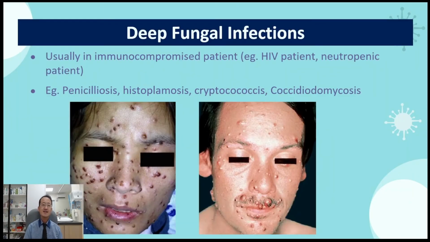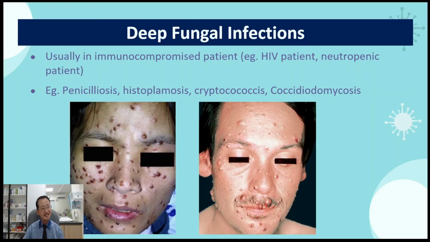Now, deep fungal infection usually occurs in low immune patients such as HIV or low white cell count patients who have undergone chemotherapy or other immunosuppression. This is not common, only seen in hospital. They can present with diffuse multiple small nodules and papules over the face and whole body. It can be caused by penicilliosis, histoplasmosis, cryptococcosis, and coccidioidomycosis.